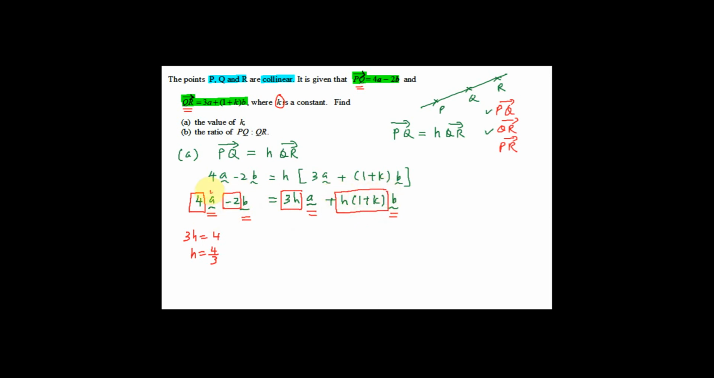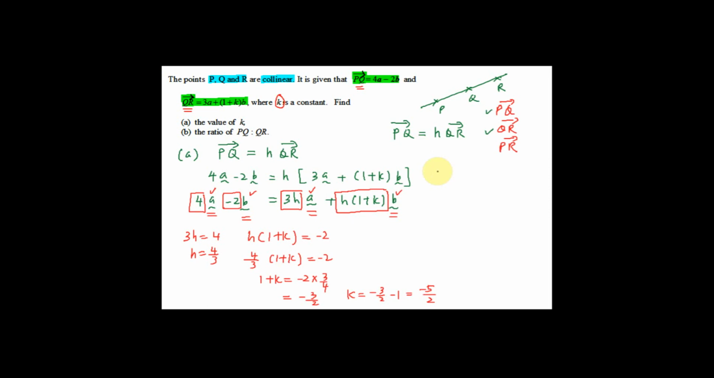You can see I compare the vector a, I will get 3h equal to 4. If I compare vector b, I will have h times 1 plus k equal negative 2. What's the h? 4 over 3, 1 plus k equal to negative 2. 1 plus k equal to negative 2 multiplied with 3 over 4. This will give you an answer, negative 3 over 2. Therefore, k equal to negative 3 over 2 minus 1, which is negative 5 over 2.